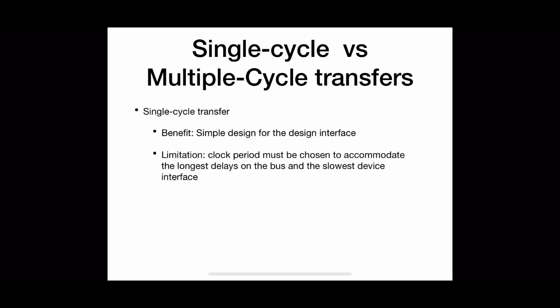So the scheme we have discussed so far can be called a single cycle transfer because each and every transfer should be completed within one clock cycle, say T0 to T2. So definitely this will result in a simpler design for device interfaces. But there are certain limitations also. To complete all the transfer within one clock cycle, the clock period should be chosen to accommodate the longest delays on the bus and the slowest device interface. So in effect, we are forcing all the devices to operate at the speed of the slowest device. That is a major limitation.